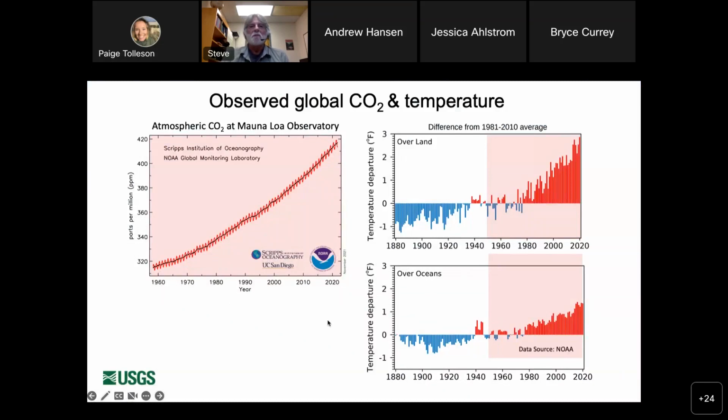This is a pretty familiar slide here. We're looking at the observed CO2 since 1960. And along with that, the rise in both global temperatures over land and over oceans. We've all seen this, I think, plenty of times. We know what's going on. The oceans are warming at roughly half the rate of the over land.